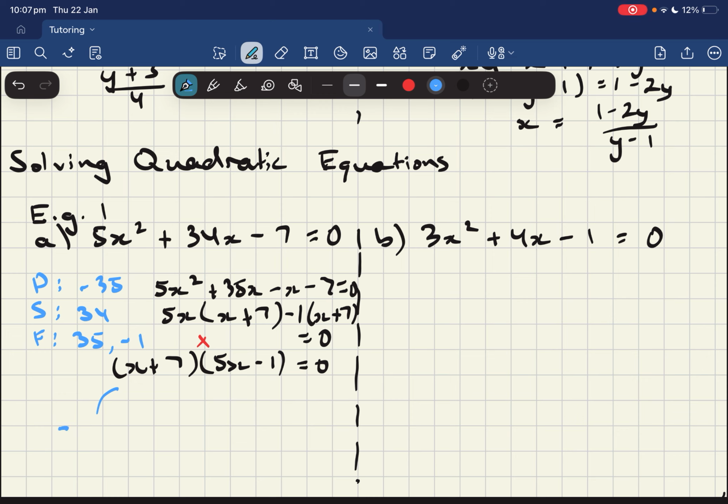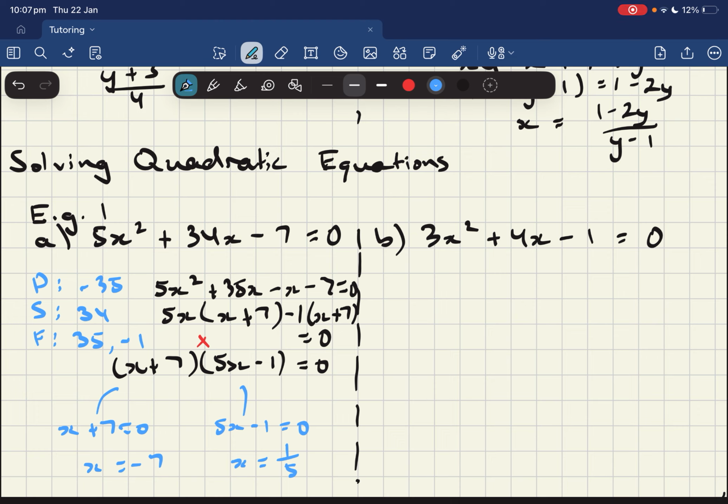We have one option, which is x plus 7 equals 0. And we have another option that 5x minus 1 equals 0. So now all we want to do is just solve these two mini equations. So the first solution is going to be x equals negative 7. And the second one, we add 1 to both sides and we divide by 5. So x is going to equal 1 over 5. These are our two solutions for this first one.